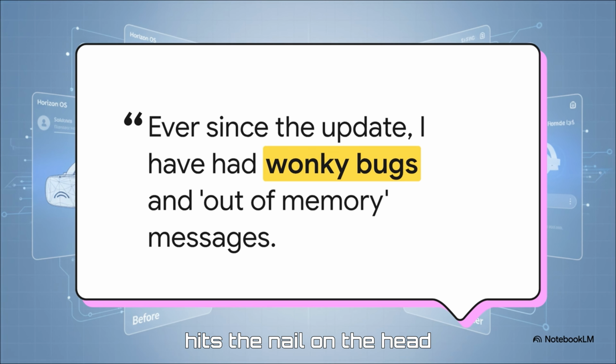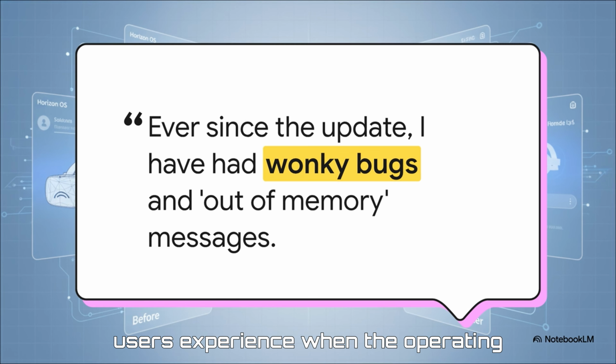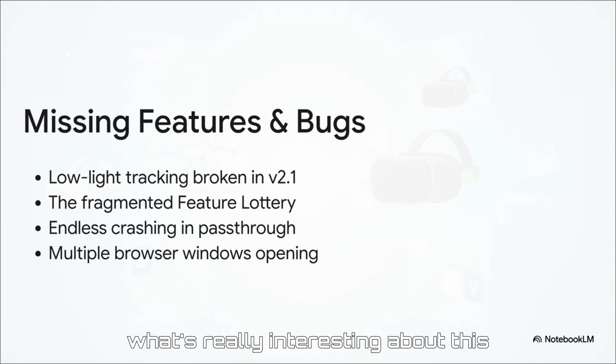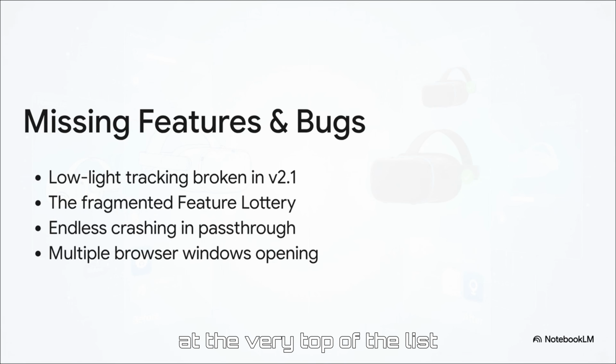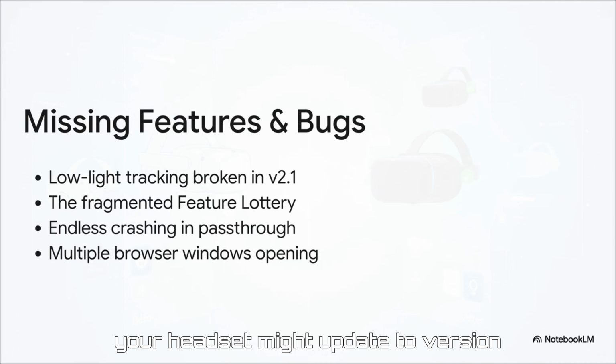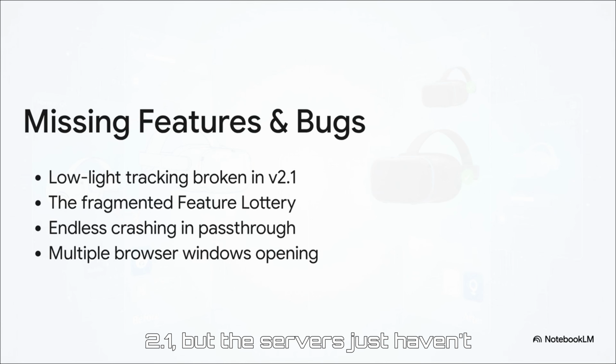I think this clearly hits the nail on the head regarding the very real friction users experience when the operating system's overhead just outpaces the hardware's optimization. Now, what's really interesting about this breakdown of missing features and regressions is what's actually driving people crazy. Right at the very top of the list is the dreaded feature lottery. Because Meta rolls out updates gradually, account by account, your headset might update to version 2.1, but the servers just haven't unlocked the new UI for you yet. It's almost comical. You get the shiny new update number, but absolutely zero of the fun features that are supposed to go with it.